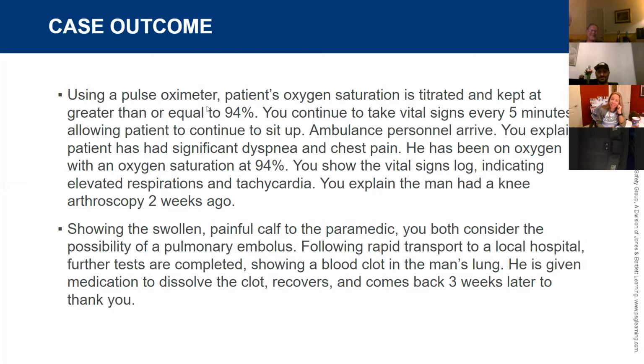So yeah, you can see they organized it in the SOAP format. They say the ambulance personnel arrive, you explain significant dyspnea and chest pain, what he reported. Then you move on to more objective vitals, so you're saying the vital signs, respirations, tachycardia. You talk about the physical exam, the swollen calf, and then you move on from there to the diagnosis of pulmonary embolus and what you're doing for it, the transport. So it's subjective, objective, assessment, and then plan.